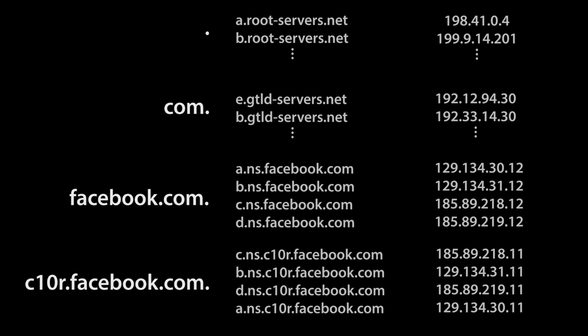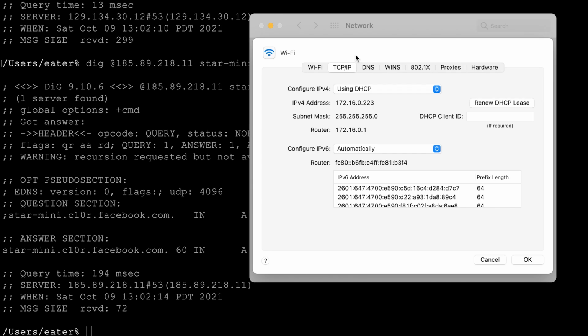Now, for each of these zones, there are multiple addresses, and of course, that's for redundancy. And actually, each of those addresses is likely served by multiple servers in different locations. But still, we need at least one address from each of these four zones to be reachable and operating in order for this whole process to work. Though I should say that in reality, your computer probably doesn't actually go through this whole process.